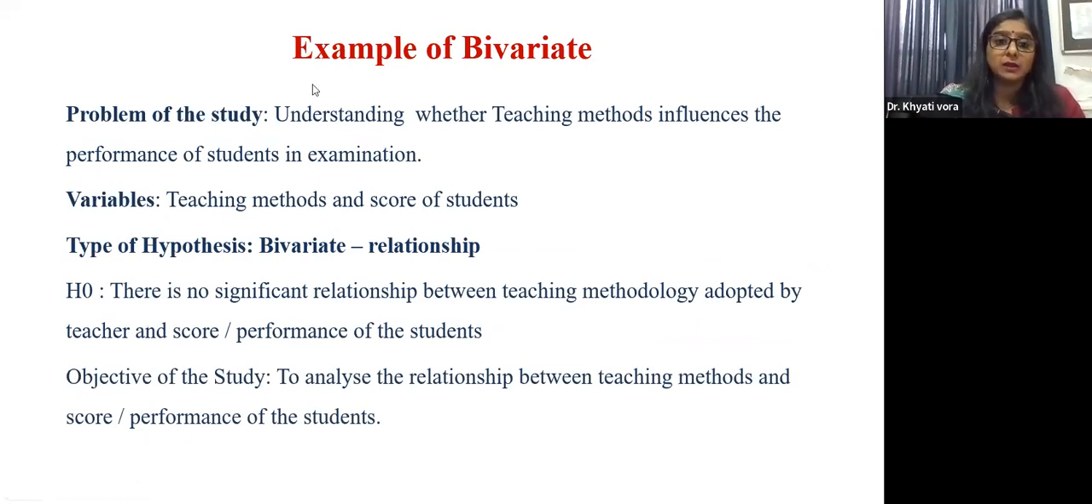If there are more than one variable, how do you study this? Understanding whether teaching method influences performance of students. Teaching method, one variable. Score or performance of the students is another variable. There is a significant relationship between teaching methods and the performance of the students. So this is how you write the hypothesis. Achha, why do you write significant? I will remind you tomorrow morning. I'll give you very short information about why we use the word significant.